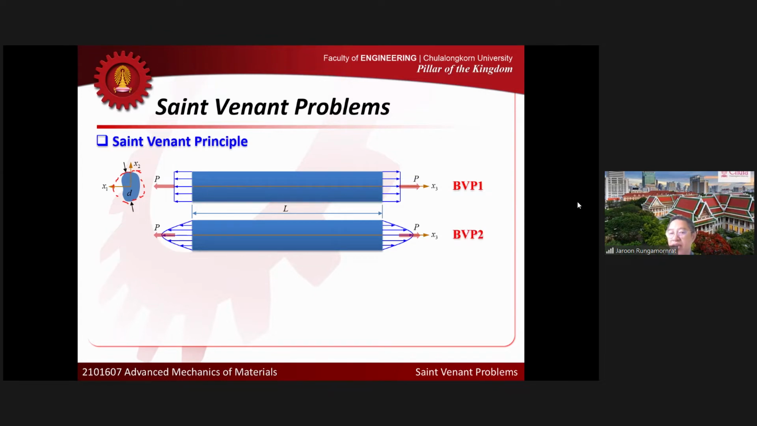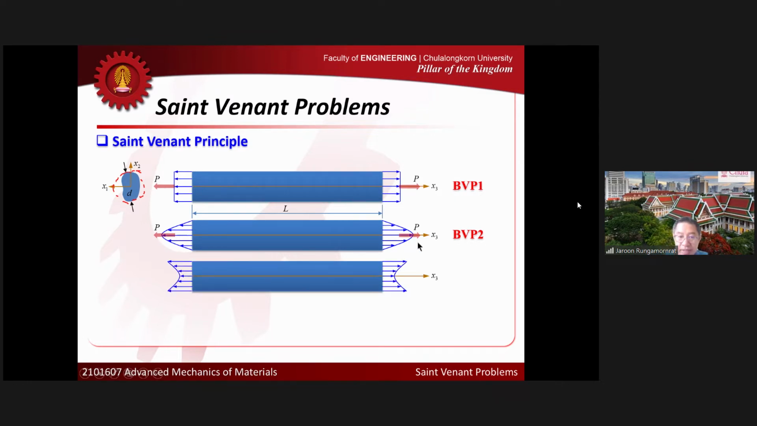Okay, and look at this problem. We say we have a second, different problem here, right? So I call this boundary value problem 2. So these two problems are different. Now look at the third one.